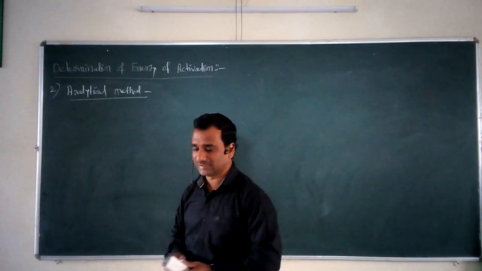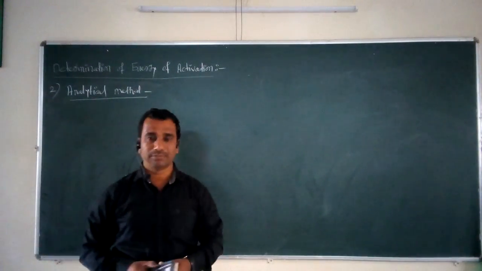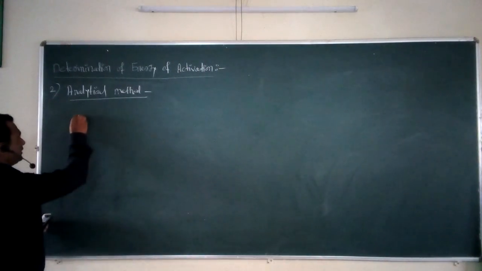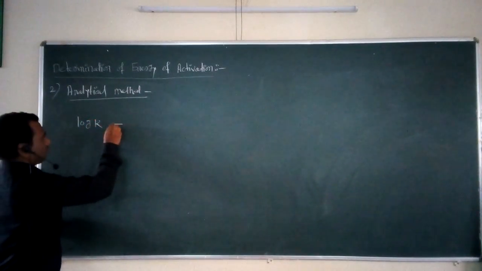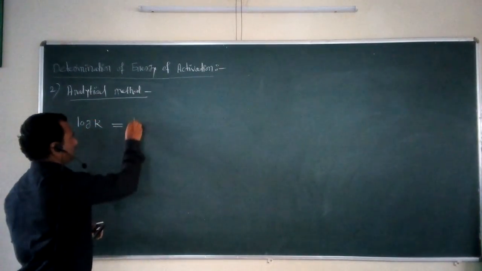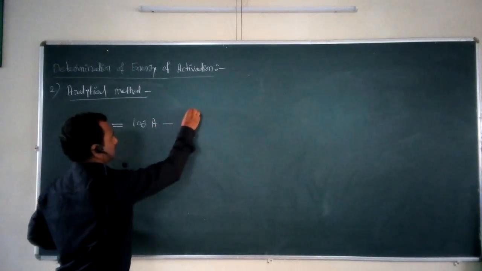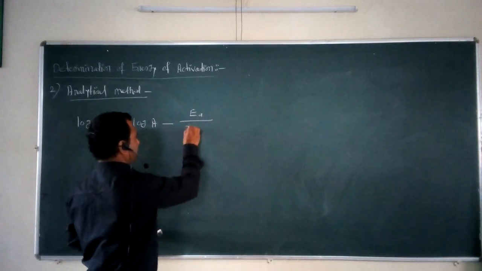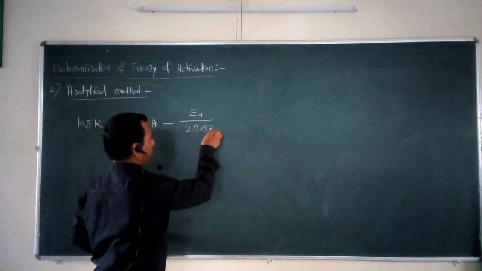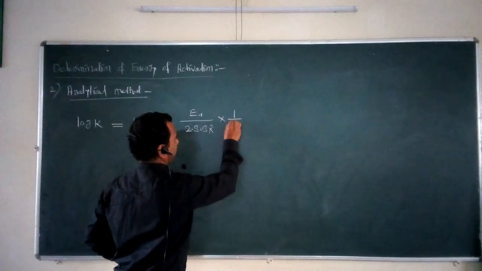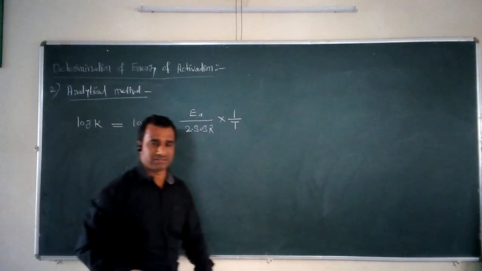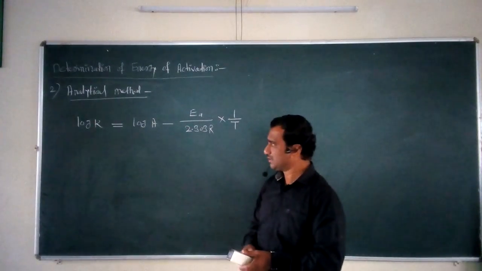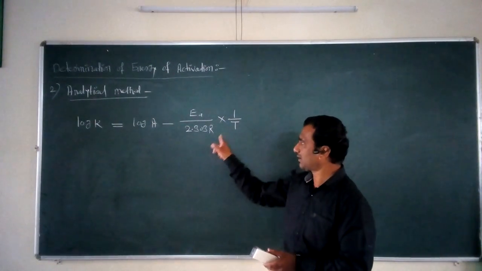Now in order to consider this method, again we have to consider a simple equation, that is log k = log A - Ea/(2.303 R) × (1/T). This is a simple form of the equation, which we studied in the previous method: log k = log A - Ea/(2.303 R) × (1/T).